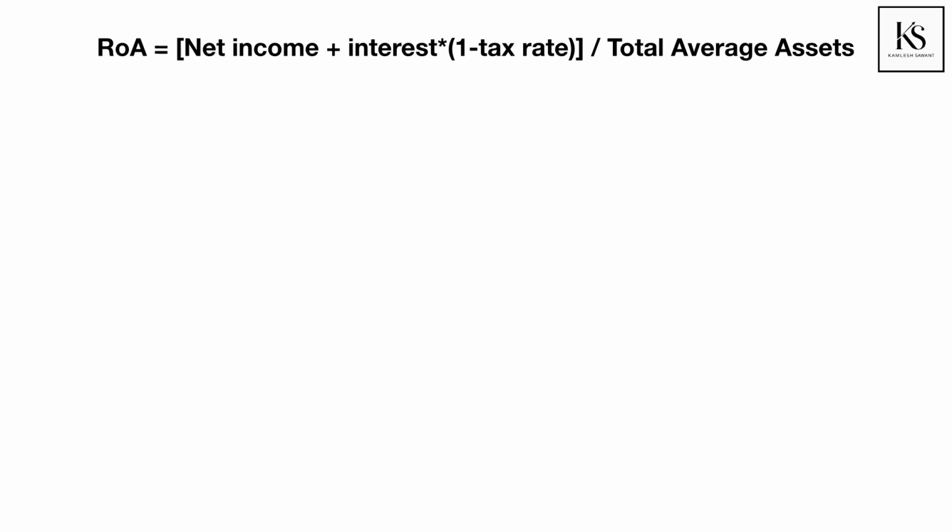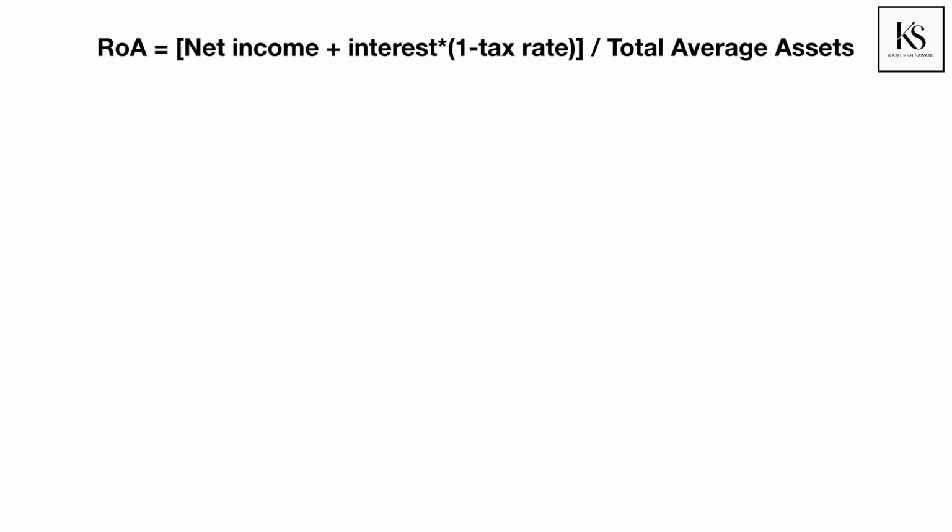So, what does interest into 1 minus tax rate mean? Well, think about it. The loan taken by the company is also used to finance the asset, which in turn is used to generate profits. So, in a sense, the debt holders are also part of the company. From this perspective, the interest paid out also belongs to a stakeholder of the company. Also, the company benefits in terms of paying lesser taxes when interest is paid out. This is called a tax shield. For these reasons, we need to add interest while calculating the ROA.